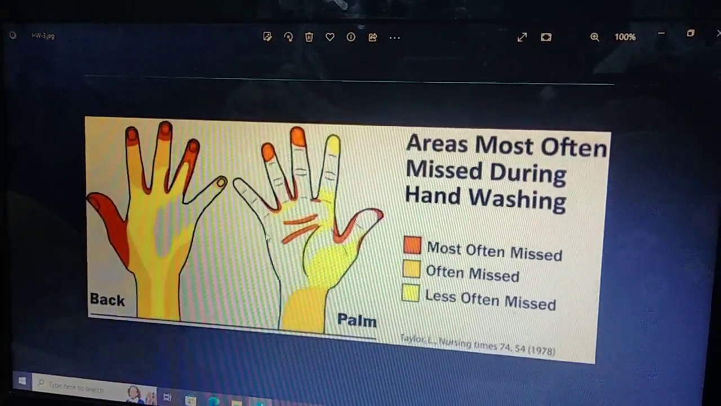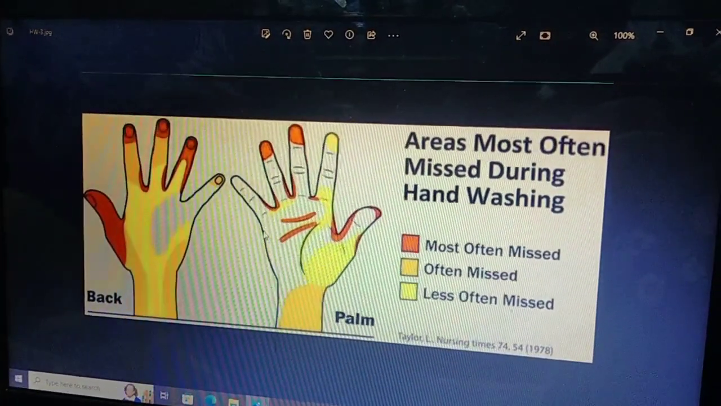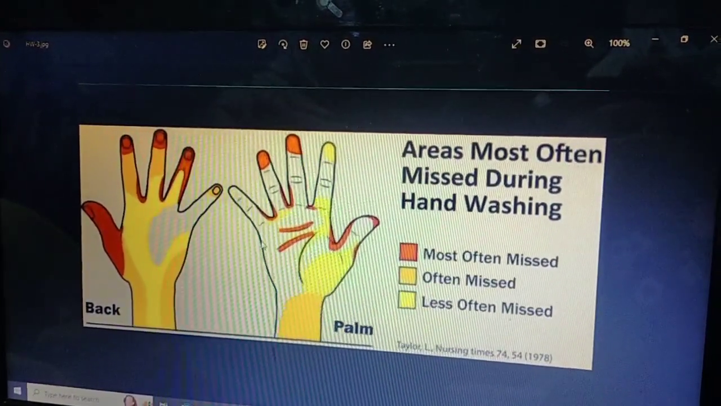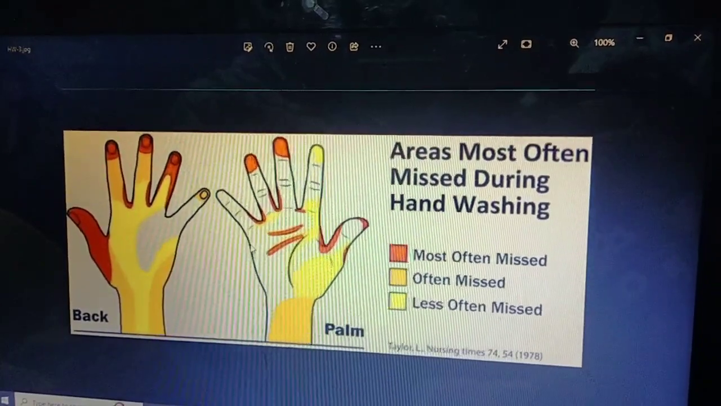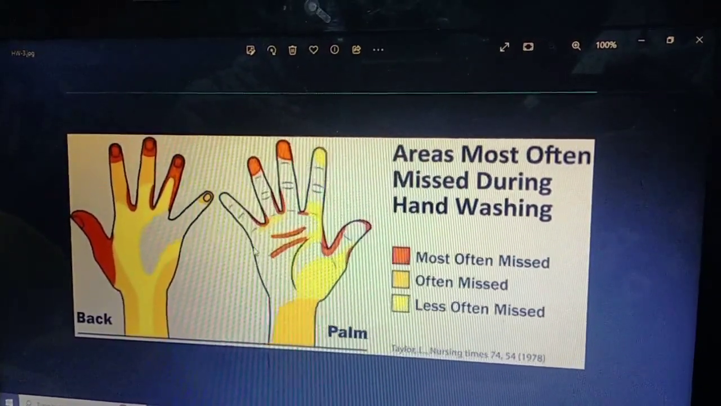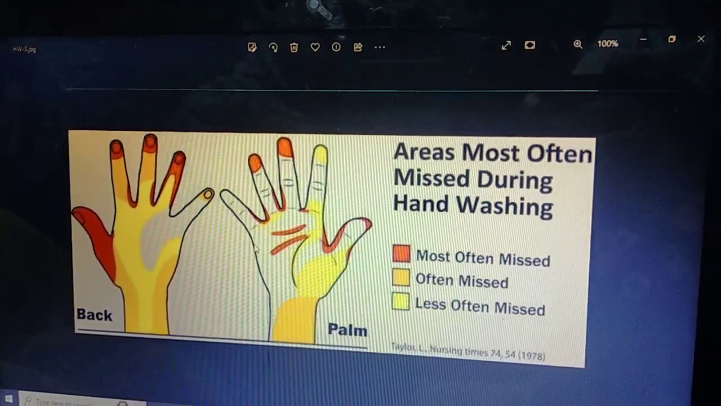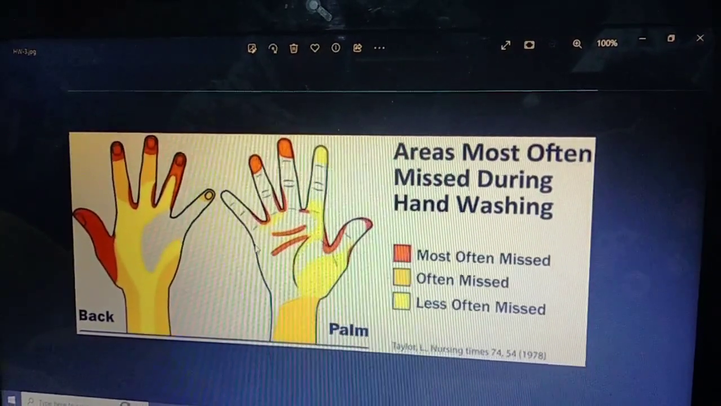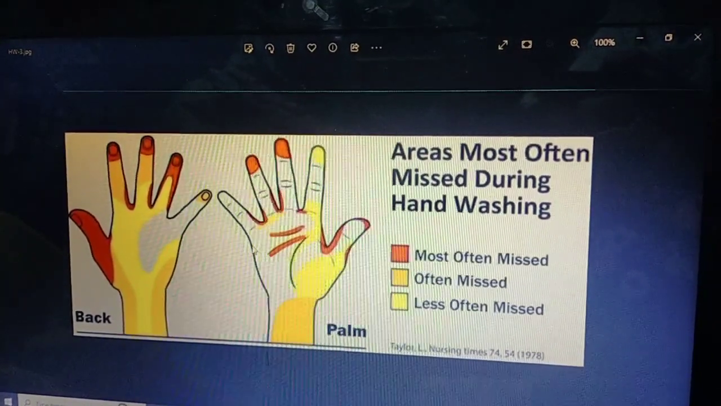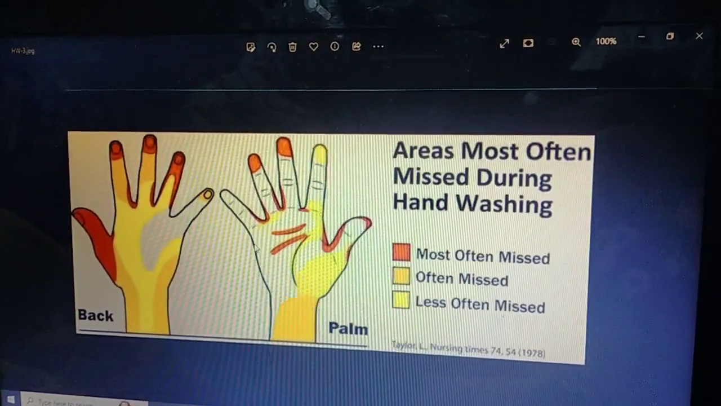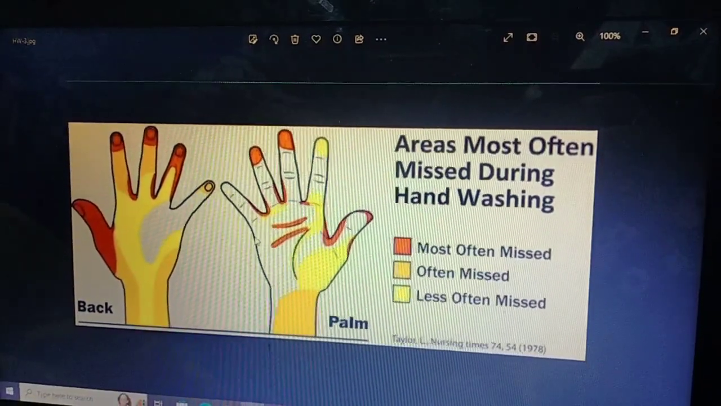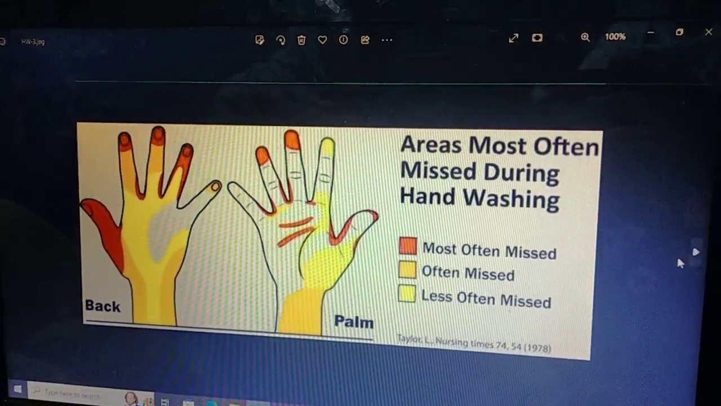What is the importance of hand hygiene? Hand hygiene is one of the effective means of preventing the transmission of healthcare associated infection among the hospitalized patients. Okay, so it is one of the effective ways, it is the number one way, or I can say it's a great way of preventing the transmission of infection among the hospitalized patients. So that's the reason we have to perform hand hygiene properly. If we don't perform it properly, these are the areas that will be missed.